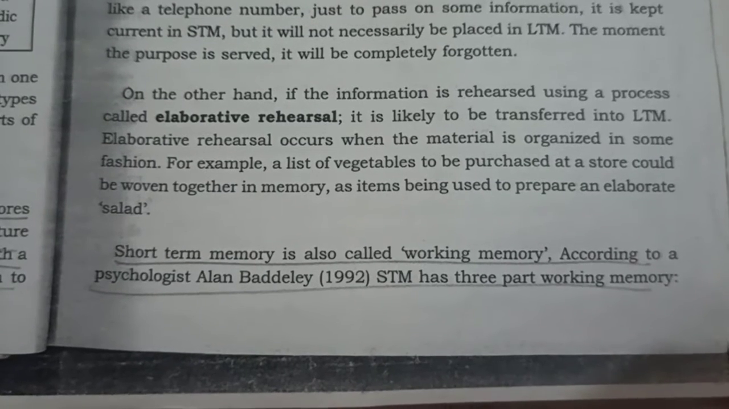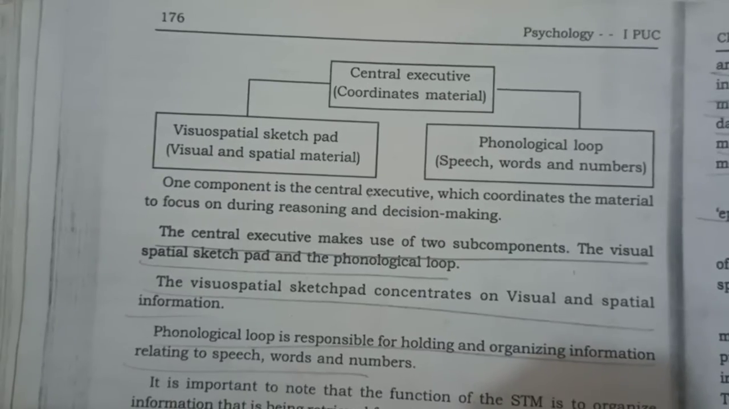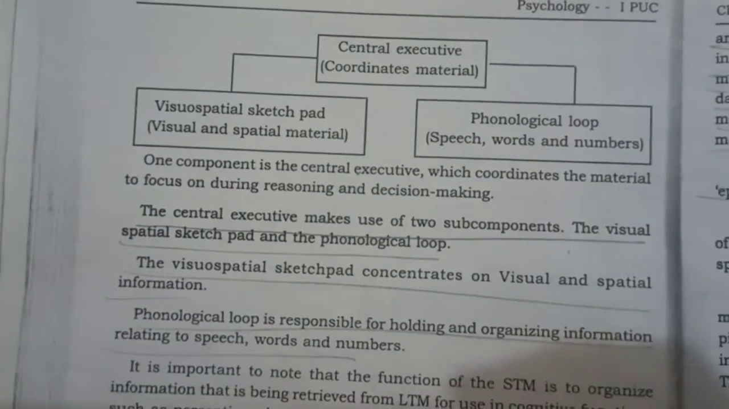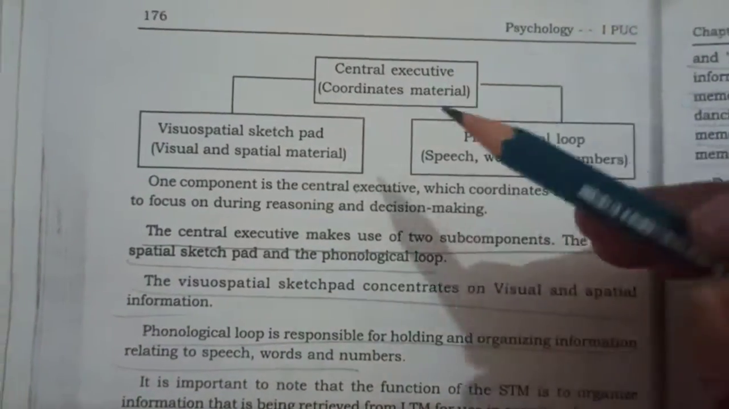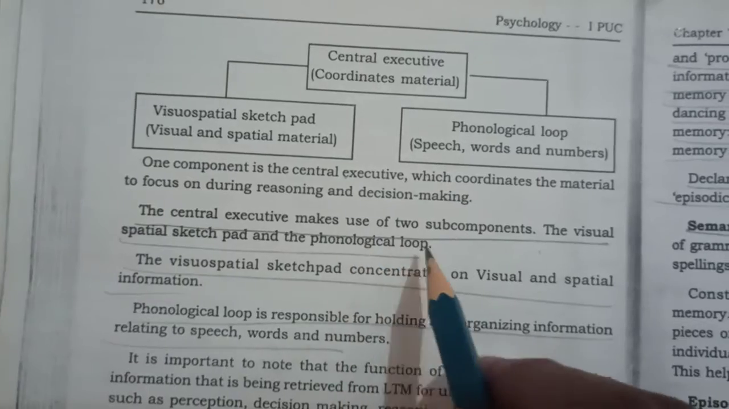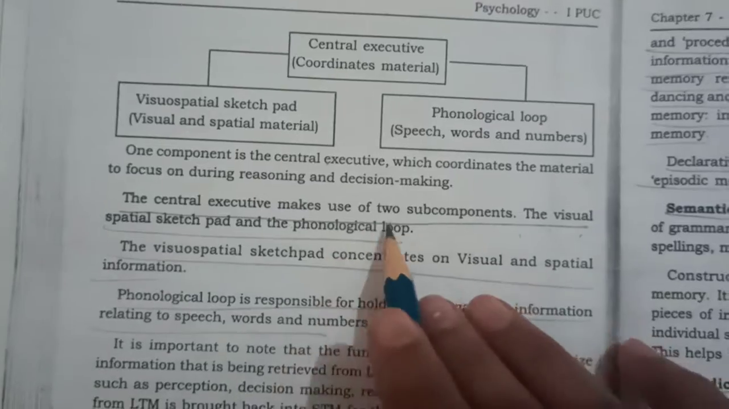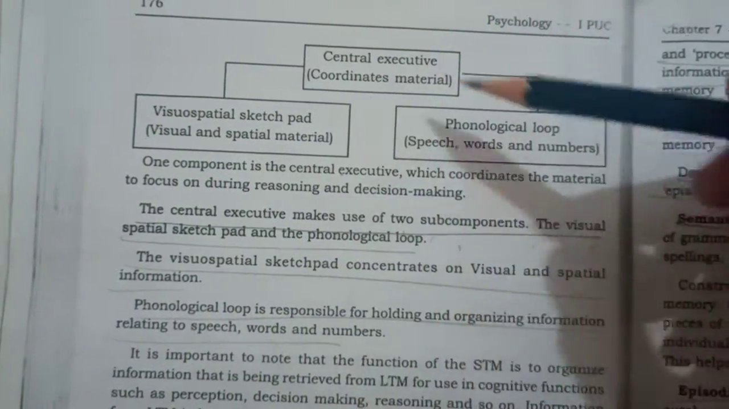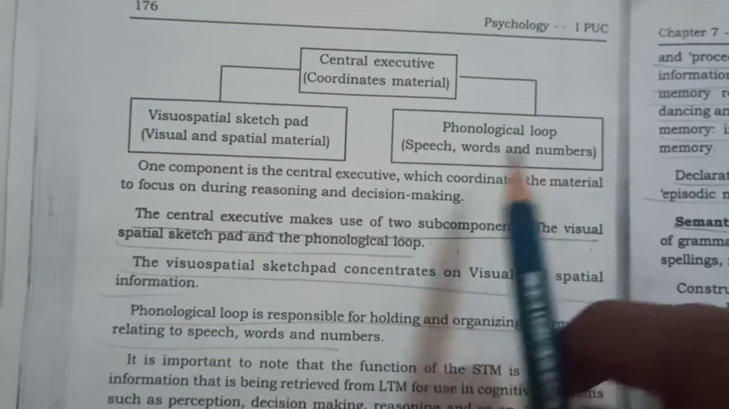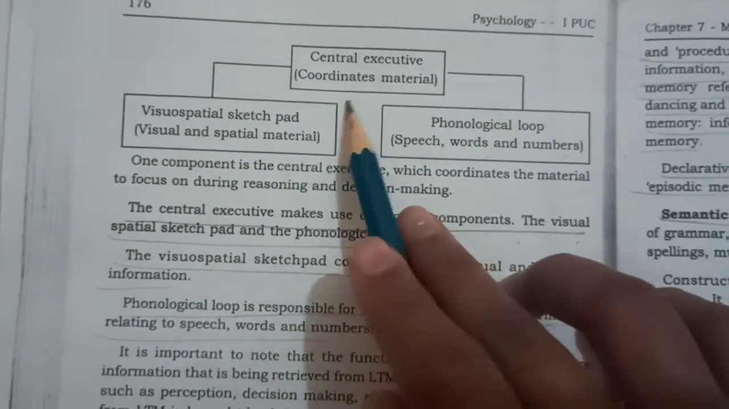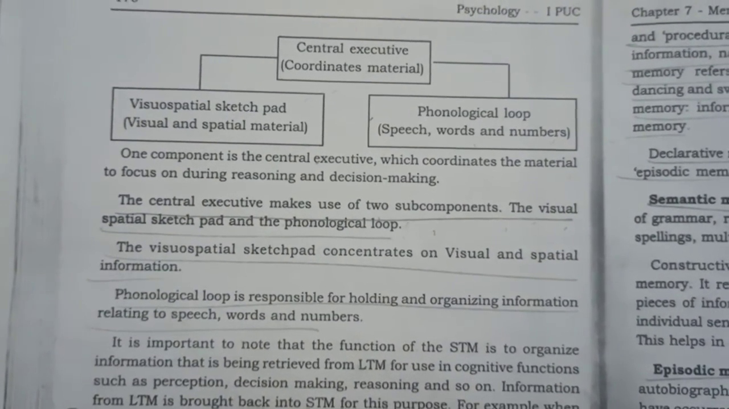According to the psychologist Alan Baddeley, STM has a three-part working memory. The three parts are the central executive, which coordinates material, and its subcomponents, the visuospatial sketchpad and the phonological loop. You can all just go through this; it is not so important. The phonological loop handles speech, words, and numbers, and the visuospatial sketchpad handles visual and spatial material. That's it about short term memory. We will stop here.